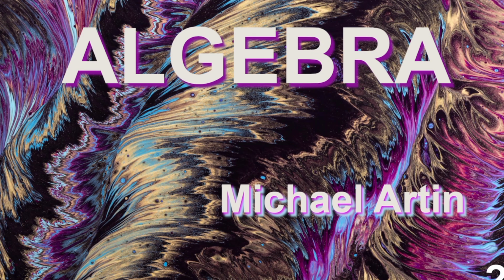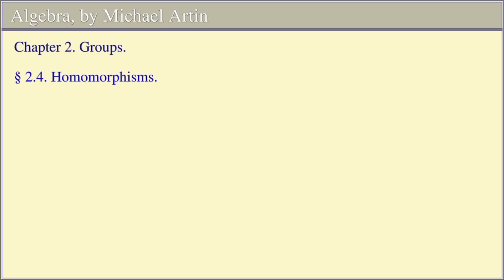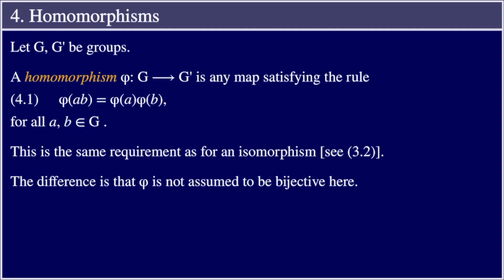Algebra by Michael Artin. Chapter 2, Groups. Section 4, Homomorphisms. Let G and G' be groups.